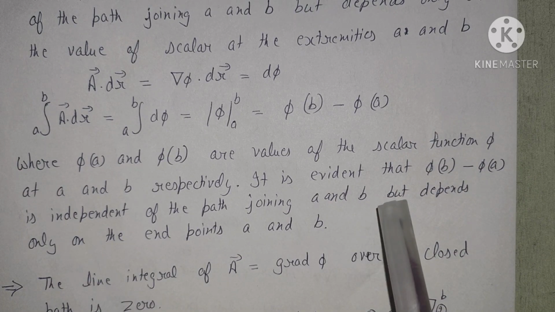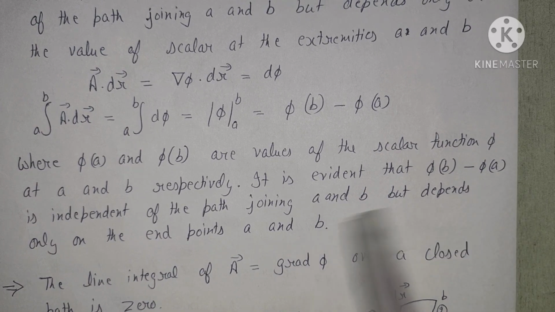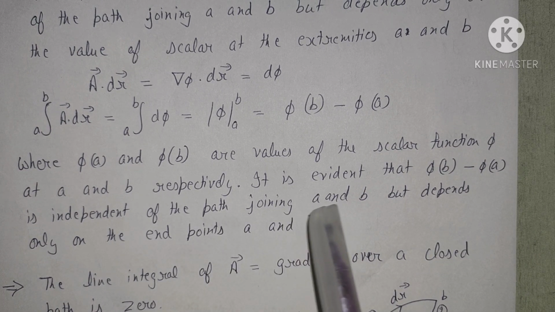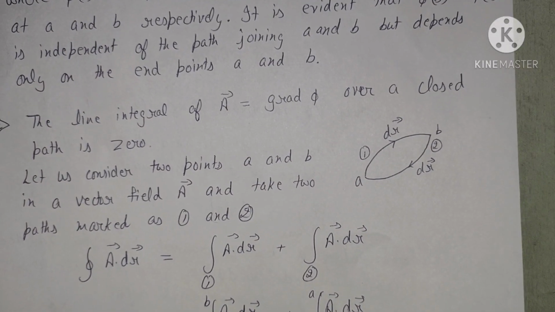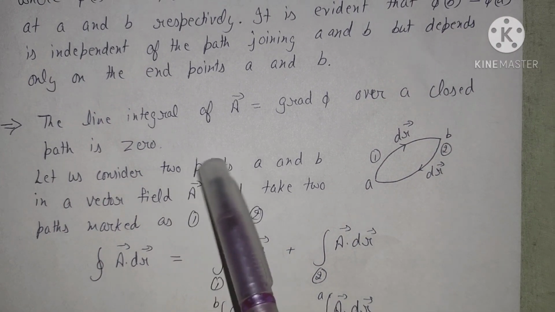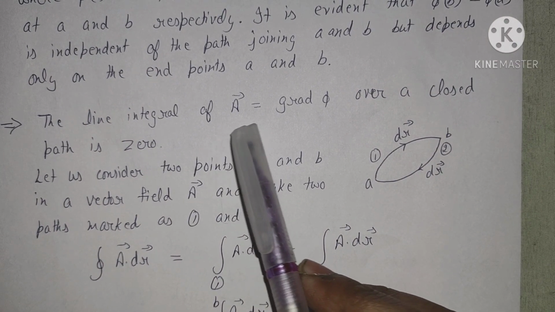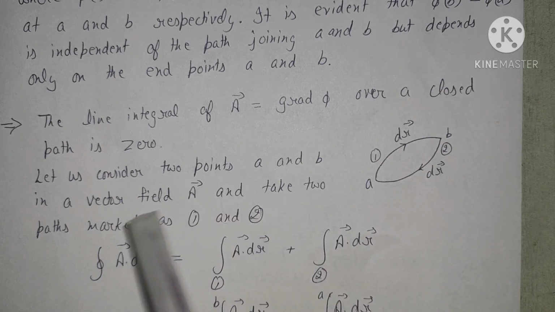It is evident that phi B minus phi A is independent of the path joining A and B, but depends only on the end points A and B. Second point, the line integral of A vector equal to gradient phi over a closed path is 0.